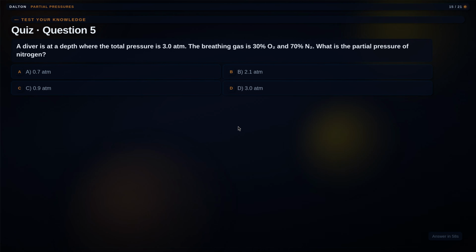Question 5. A diver is at a depth where the total pressure is 3.0 atmospheres. The breathing gas is 30% oxygen and 70% nitrogen. What is the partial pressure of nitrogen?